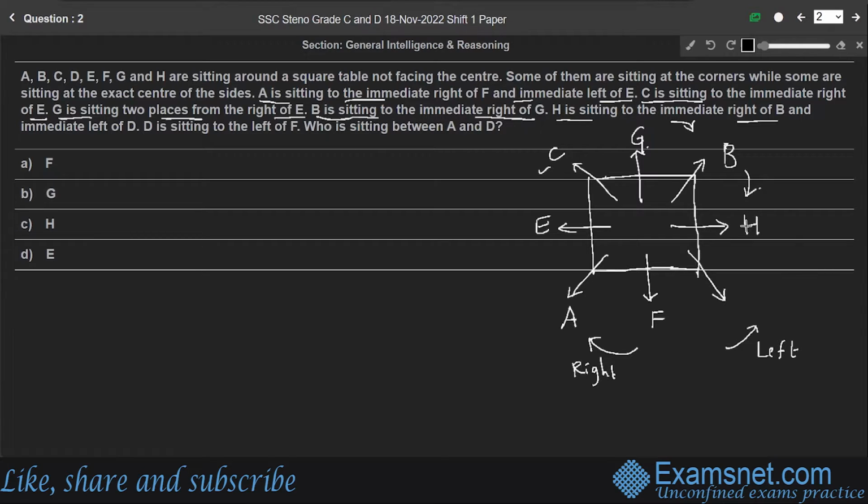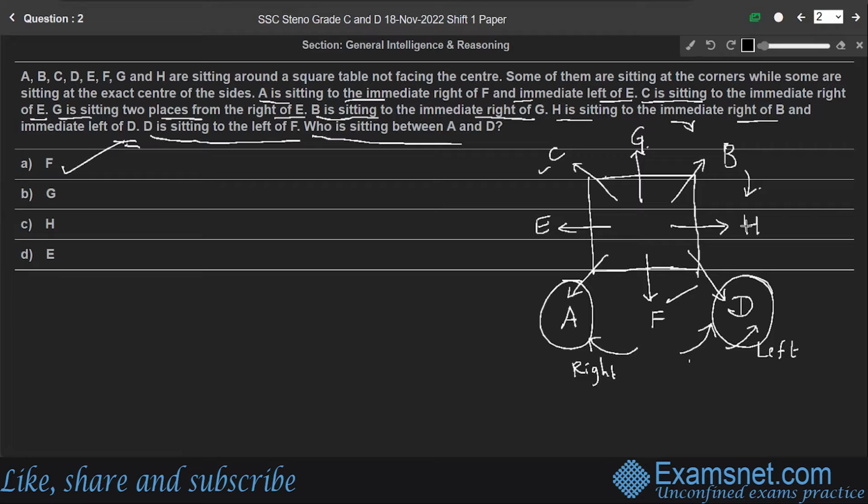H is sitting to the immediate left of D. Therefore, D's place is here. And D is sitting to the left of F. To the left of F means anti-clockwise direction. Therefore, the question is, who is sitting between A and D? So between A and D, F is sitting. Option A is the right answer.